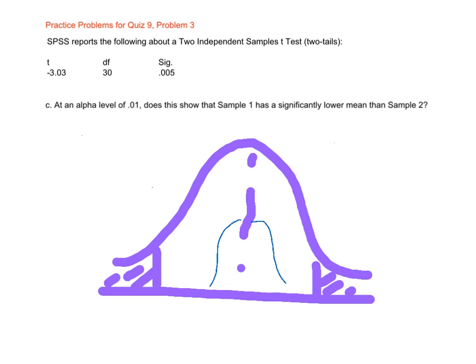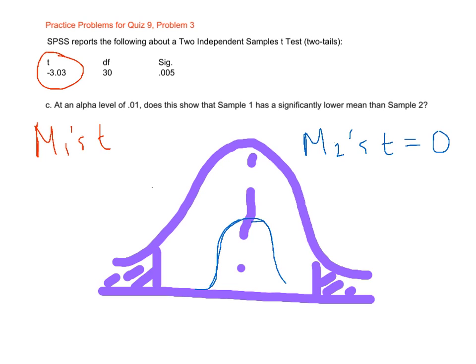Okay? Now, the way we figure this out is by looking at the t value. This right here is M1's t. We've automatically said that M2's t is always 0, because we placed it right here. And so it's always going to be there. Therefore, what SPSS calculates for us in this type of test is always M1's t.